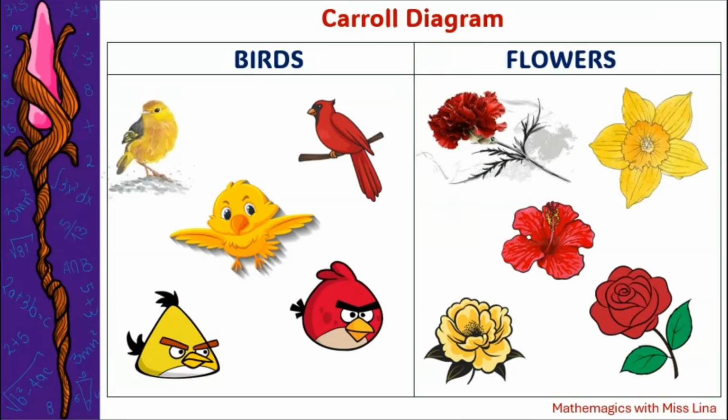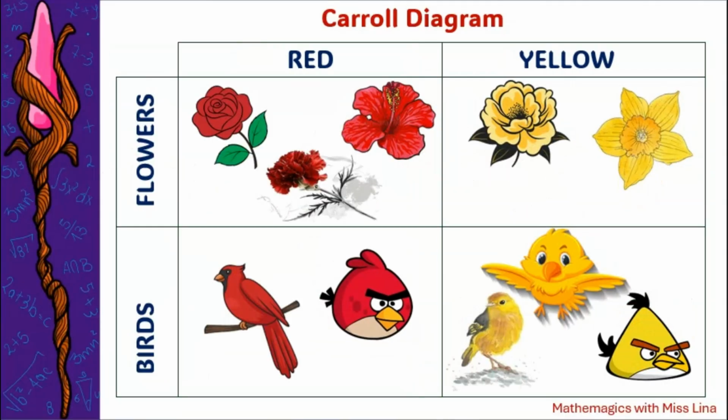So guys, the Carroll diagram allows you to organize in two different categories at the same time. So you are going to organize red and yellow, birds and flowers in the same graph, like this. Notice that on the left you can find the red, on the right the yellow. But then at the top, there are the flowers, and at the bottom, you can find birds. And then you can see the information in the same table. That is the good thing about the Carroll diagram.